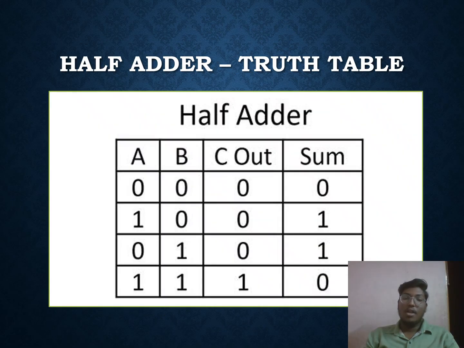Next, here we can see the truth table of the half adder. It has two inputs. For two inputs, the number of possible combinations is 4: 0 0, 0 1, 1 0, and 1 1. And the outputs are carry out and sum.